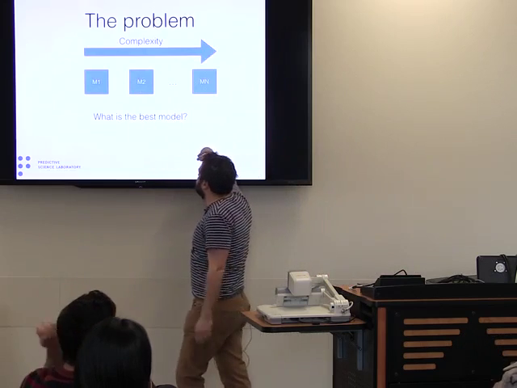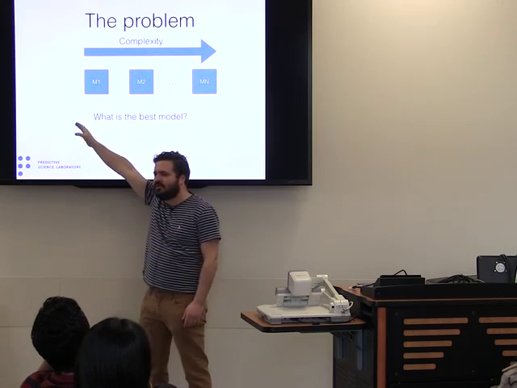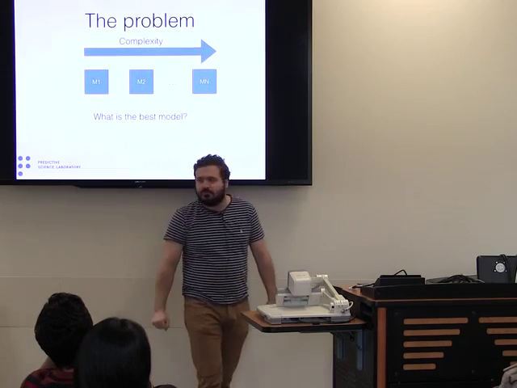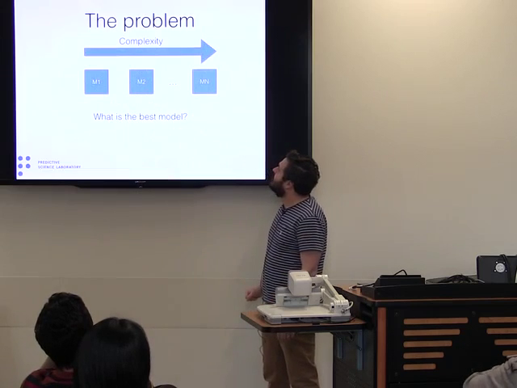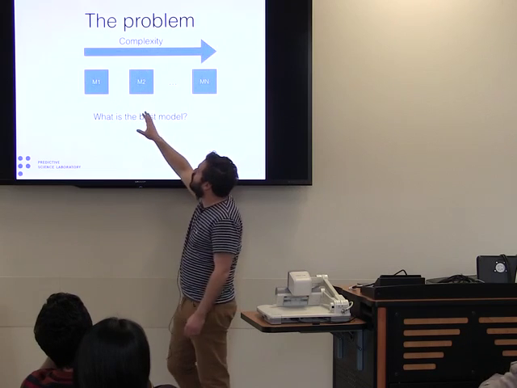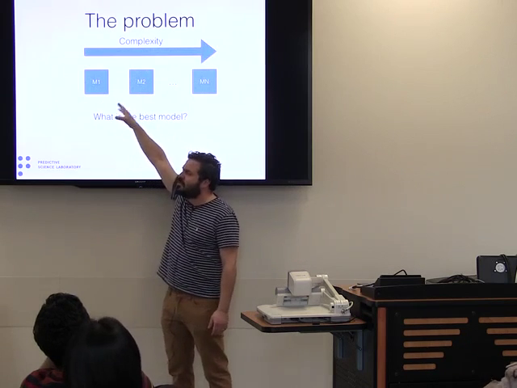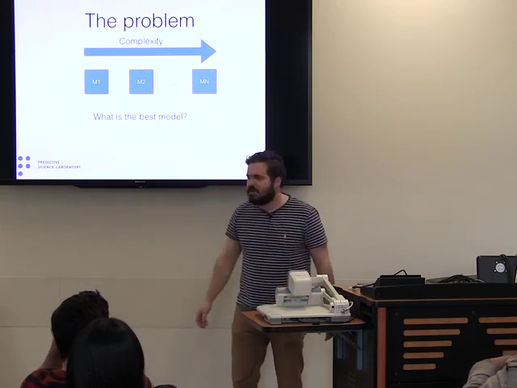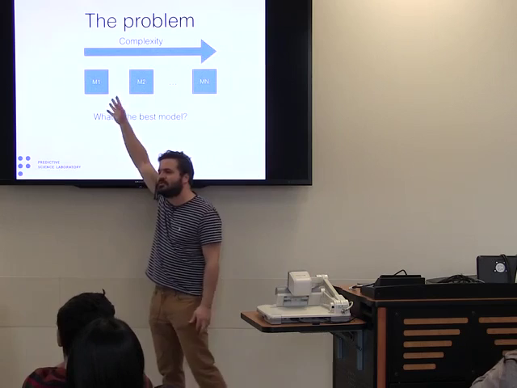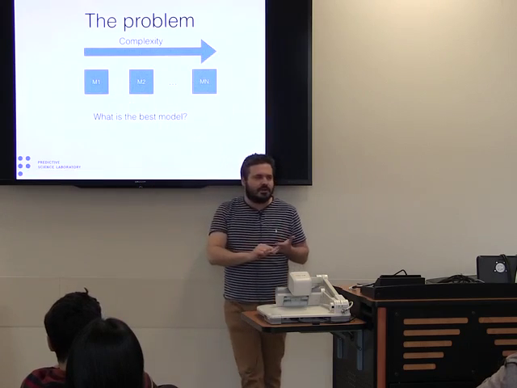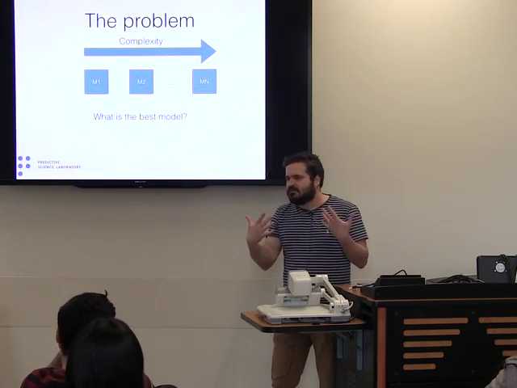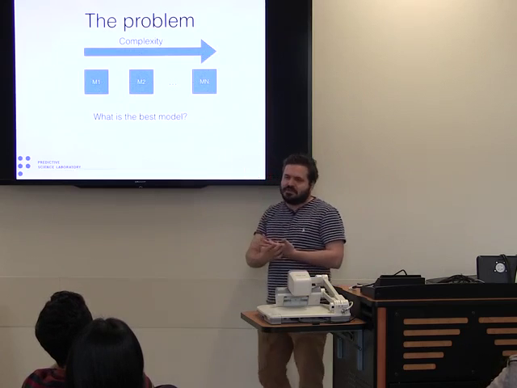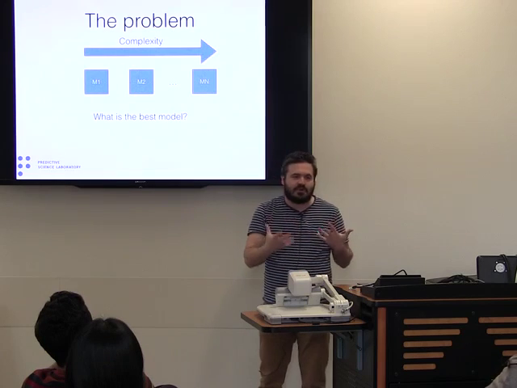And the problem is as follows. You have different models, model 1, 2, 3, up to n. As the number of the model increases, the complexity of the model increases. So you start here with very simple models going up to very complex models. And you have some data, and the decision you have to make is what is the best model. So that's the model selection problem.